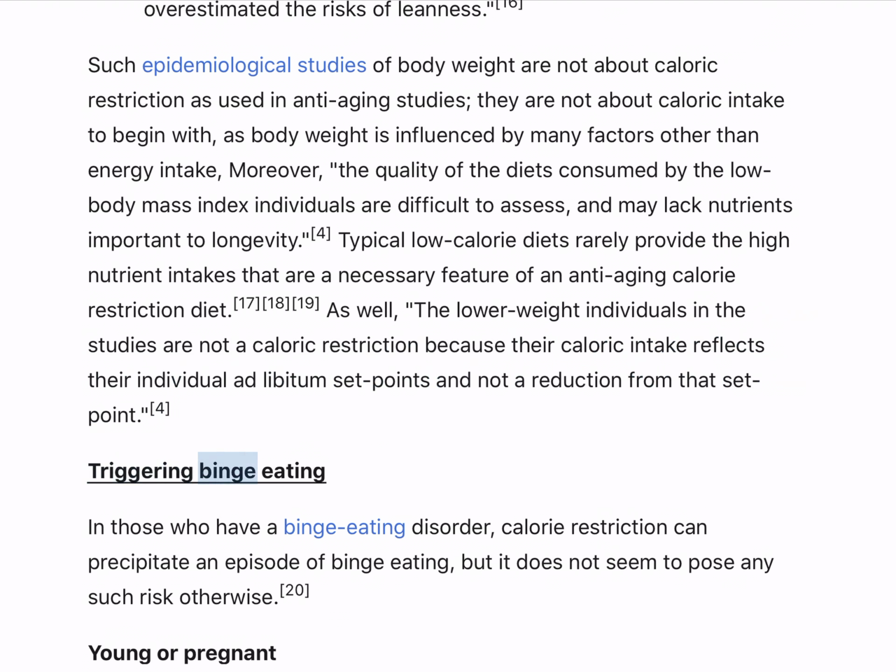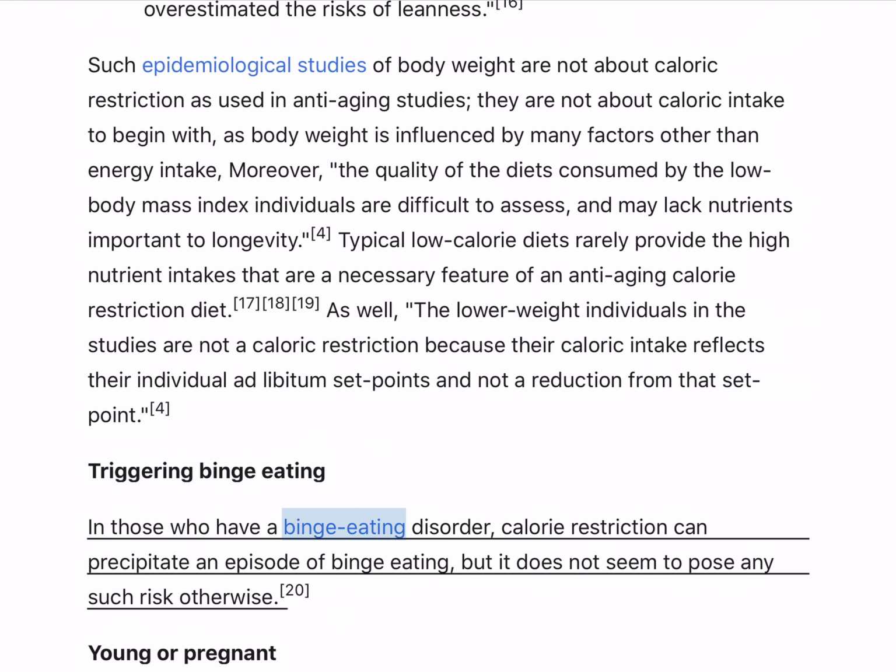4. Triggering binge eating. In those who have a binge eating disorder, calorie restriction can precipitate an episode of binge eating, but it does not seem to pose any such risk otherwise. 20.